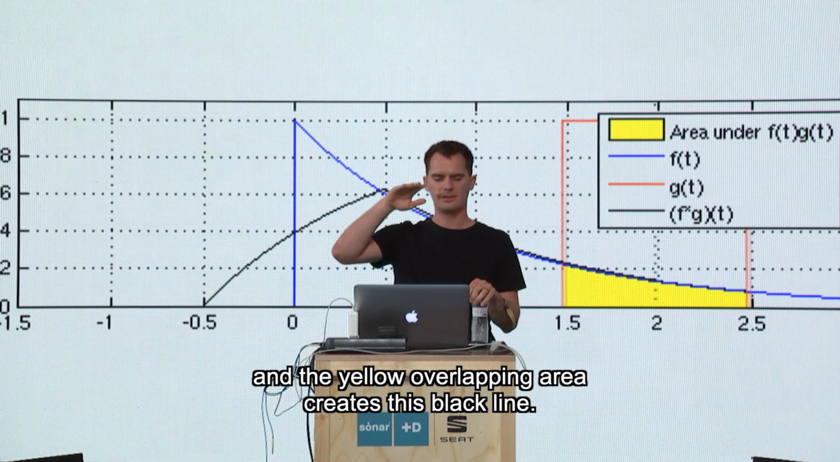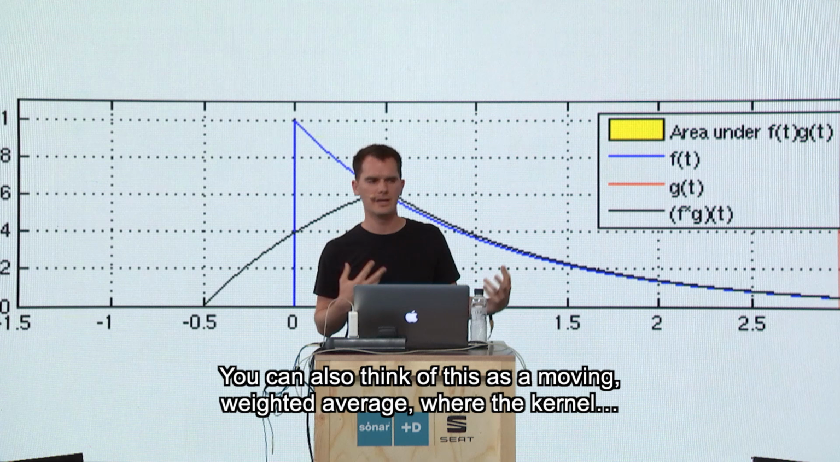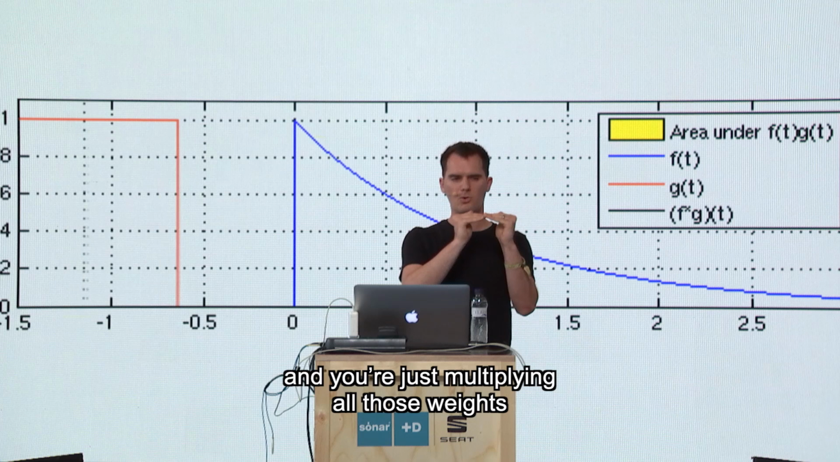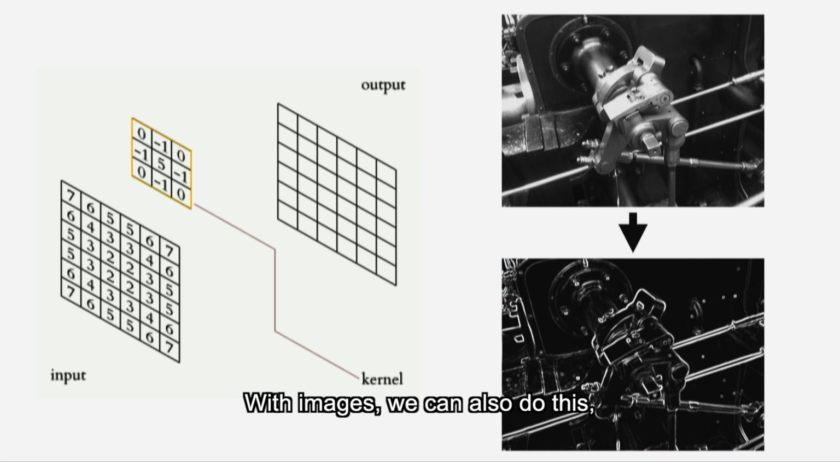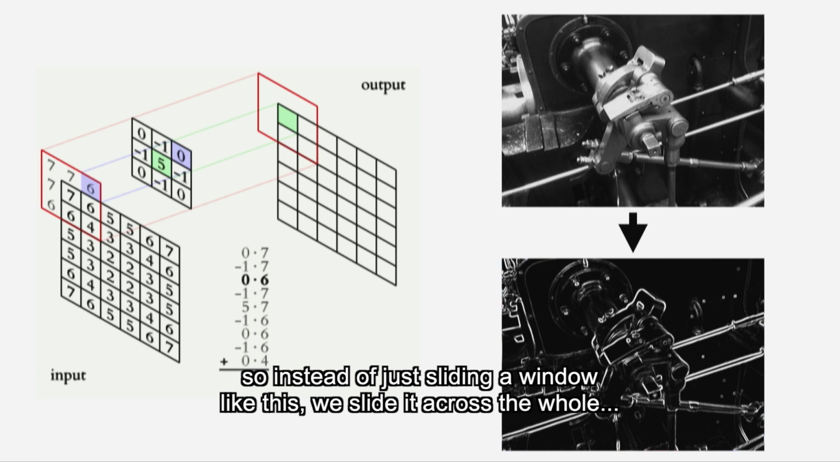You can also think of this as a moving weighted average, where the kernel is a set of weights, and you're multiplying all those weights by the blue function at each step. You can see that as the yellow area increases, the line goes up, and then it goes back down. With images, we can also do this. We do what's called a two-dimensional convolution.